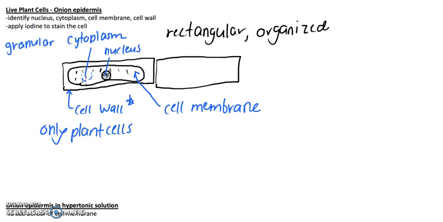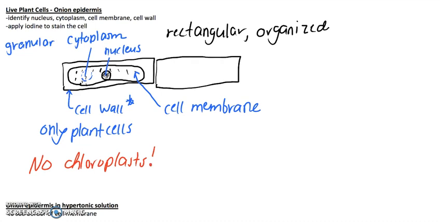So this onion epidermis, it is a plant cell, but this one does not have any chloroplasts. So you will not find any in this structure. That's because these are usually underground where there is no sunlight, so it doesn't make any sense for them to have any chloroplasts.